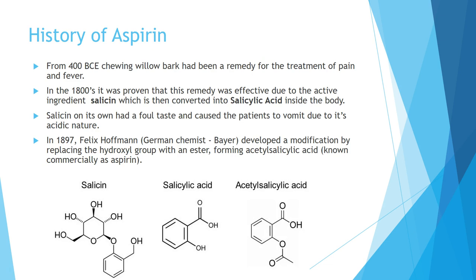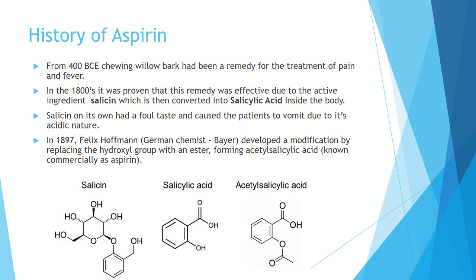Aspirin, as I mentioned, is the one that we need to look at in the most detail. So aspirin's been known since around 400 BCE, where willow bark was chewed for the treatment of pain and fever, and it's been recorded back thousands of years. In the 1800s, they were able to show the active ingredient was salicin, which is then converted into salicylic acid in the body. So this is salicin here on the left, and then this is what is extracted from willow bark, and then this is the active salicylic acid, which is converted from salicin in the body.